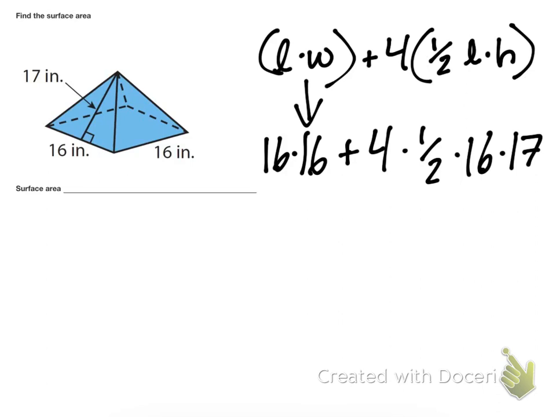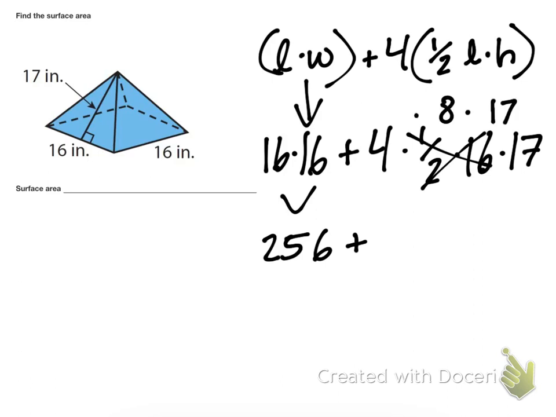So I'm going to call on people, and we're going to see things. Are we ready? So, Romario, what is 16 times 16? What is the area of our square base at the bottom? It's 256. Perfect, 256. Now, we have 1/2 times 16. I'm just going to cancel that out. I've got 4 times 8 times 17.